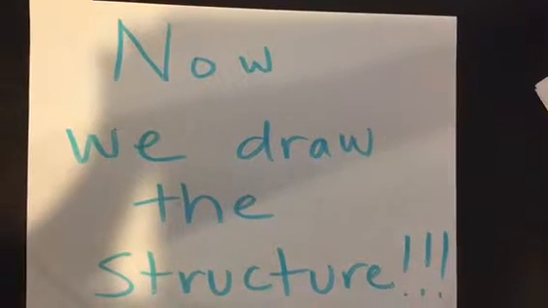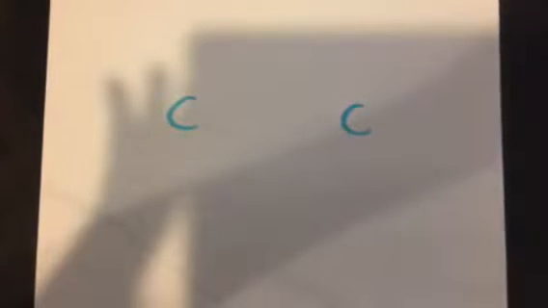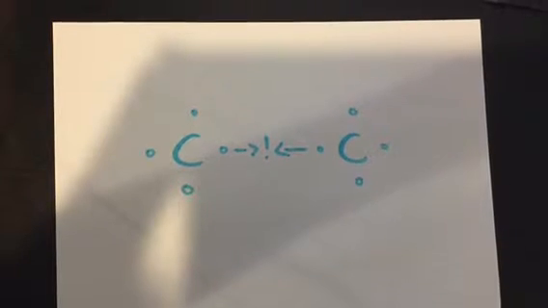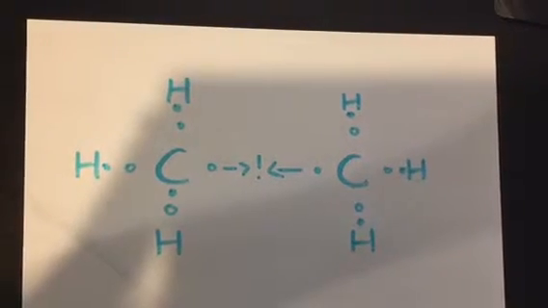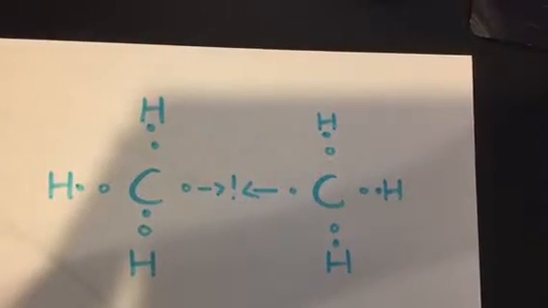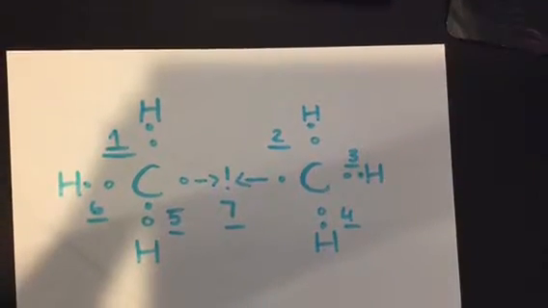And now we draw the structure. First, we set both of the carbon atoms on the paper. As you can see, we already formed 1 pair. Now all we have to do is fill in the empty spaces with the hydrogen atoms, and then we form bonds. We have 7 bonds in total. We can go around the diagram and check if we're right.